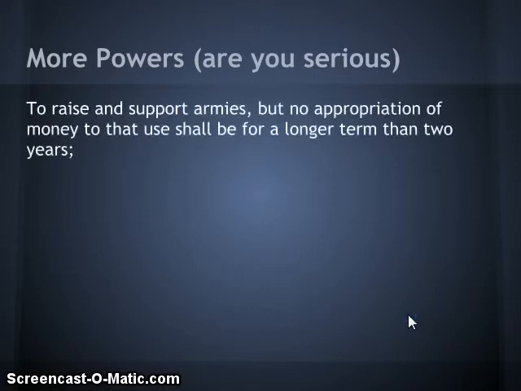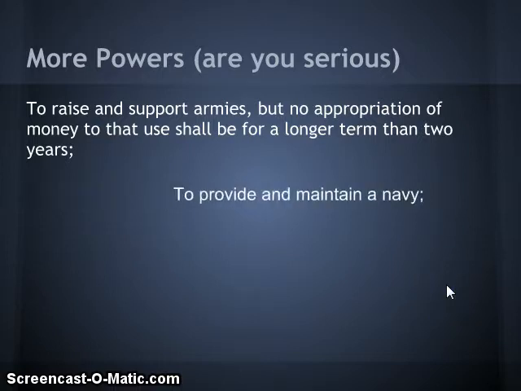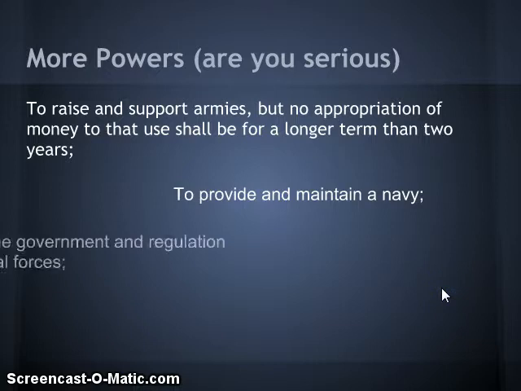To raise and support armies, but no appropriation of money to that use shall be for a longer term than 2 years. So every 2 years, Congress has to reauthorize spending money on our army. We don't have continual funding for the army. Every 2 years, Congress has to reauthorize that. To provide and maintain a Navy. So there, the Navy doesn't have to have that done every 2 years. We can provide and maintain a Navy.